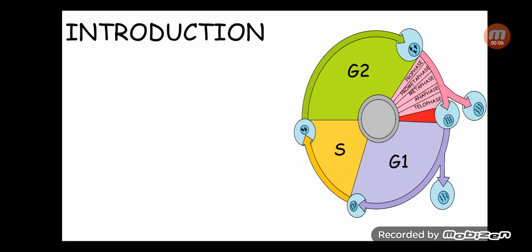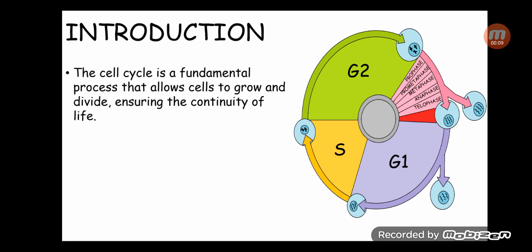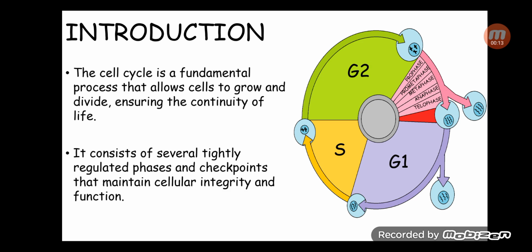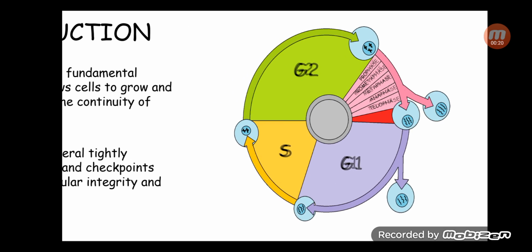Let's start our topic with introduction. Cell cycle is a fundamental process that allows cells to grow and divide, ensuring the continuity of life. It consists of several tightly regulated phases and checkpoints that maintain cellular integrity and function.